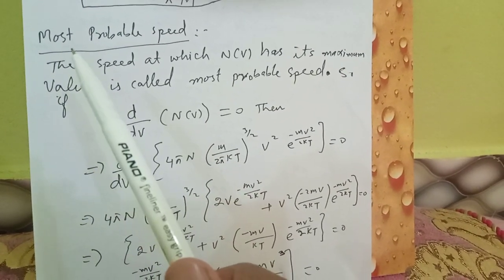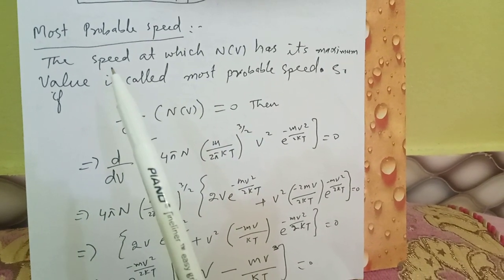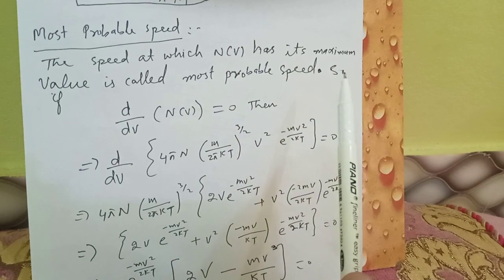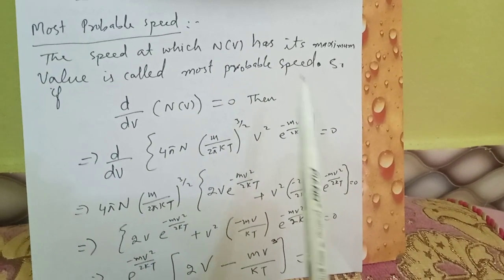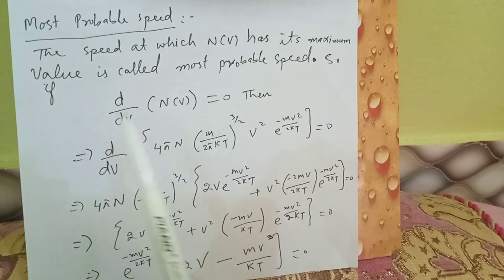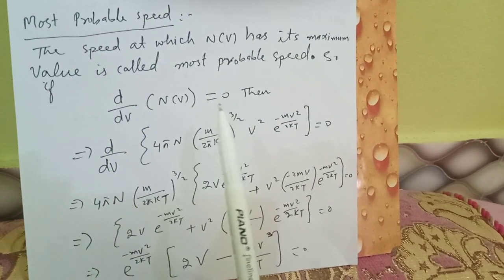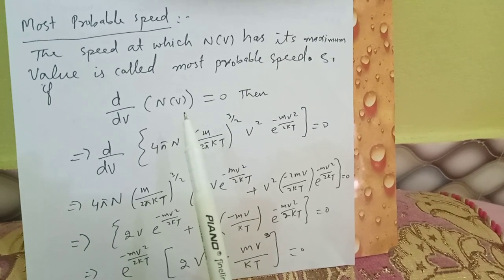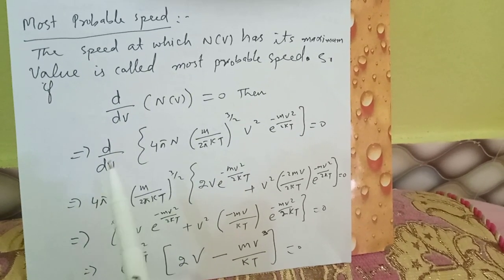Bismillahirrahmanirrahim. Today's lecture is about the most probable speed. The speed at which nv has its maximum value is called the most probable speed. So if I differentiate nv with respect to v and equate it to 0, then we'll get the maximum velocity which will be gained by the particle, and that maximum velocity we call the most probable velocity.